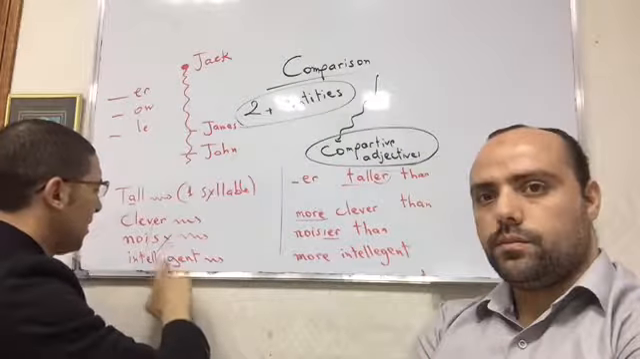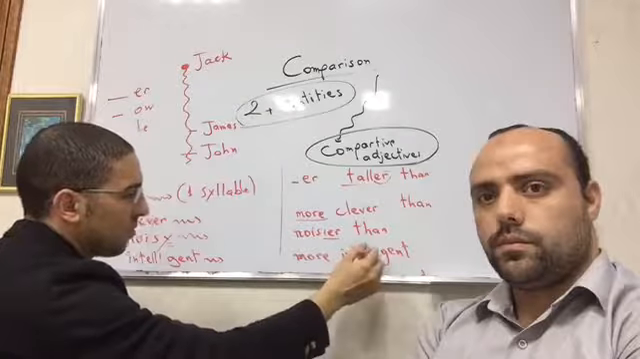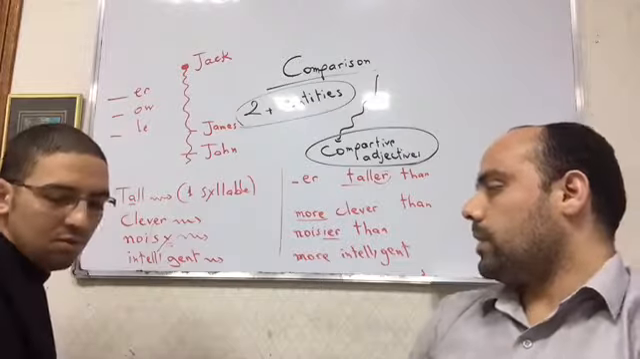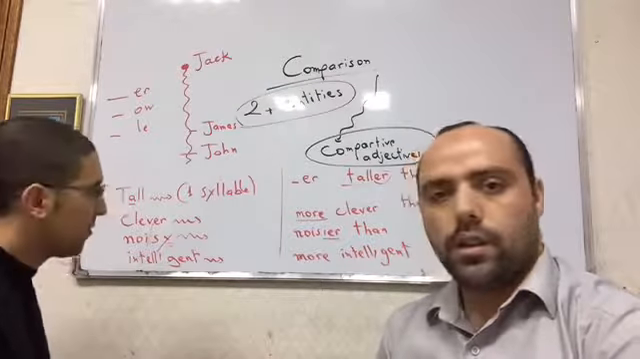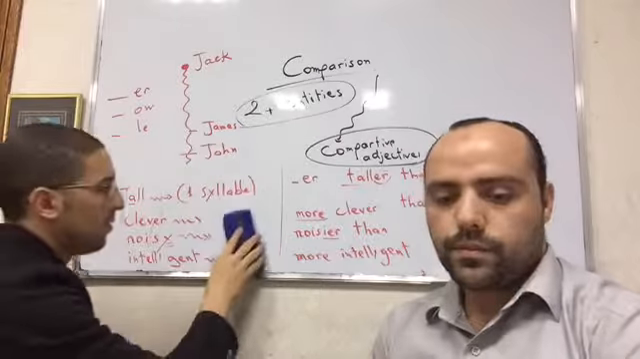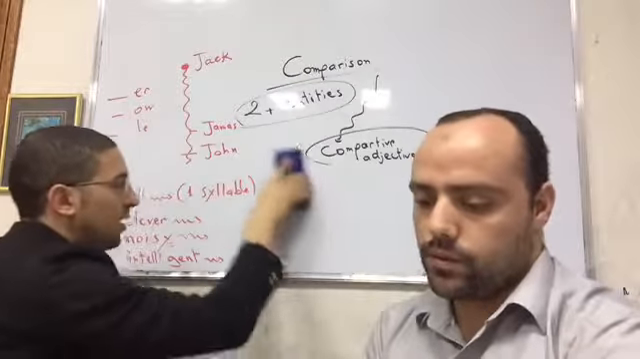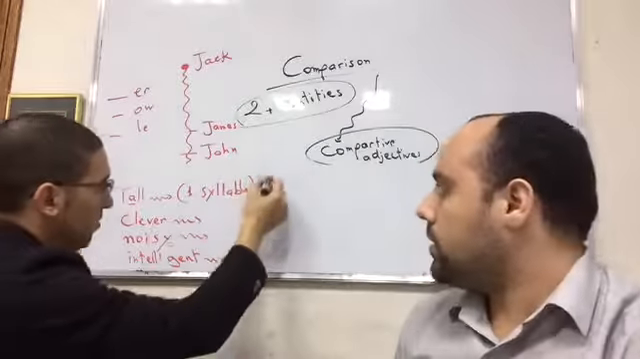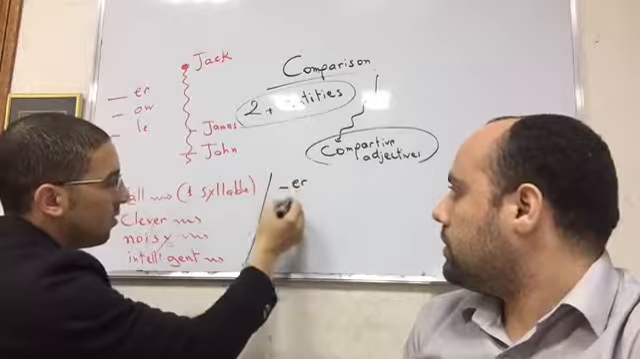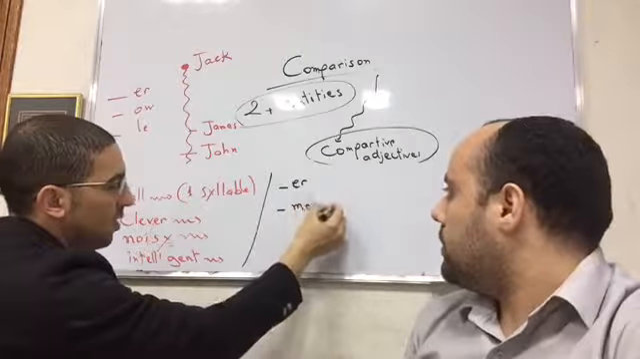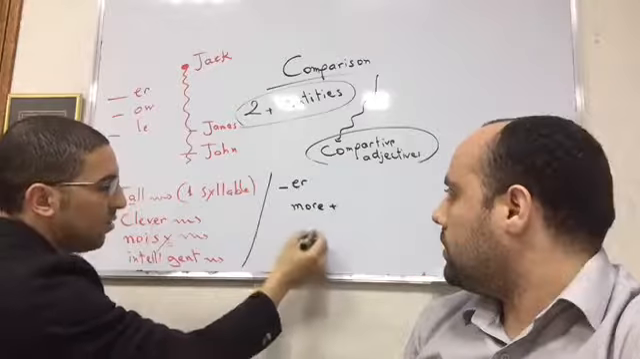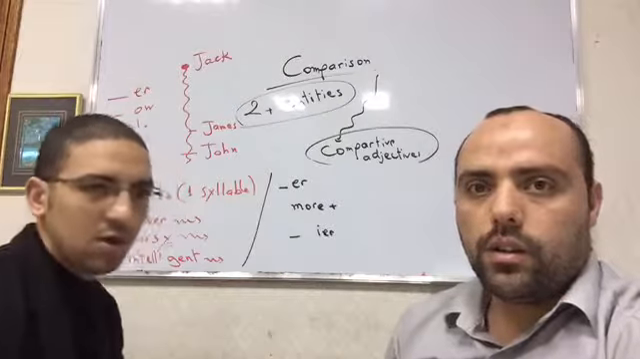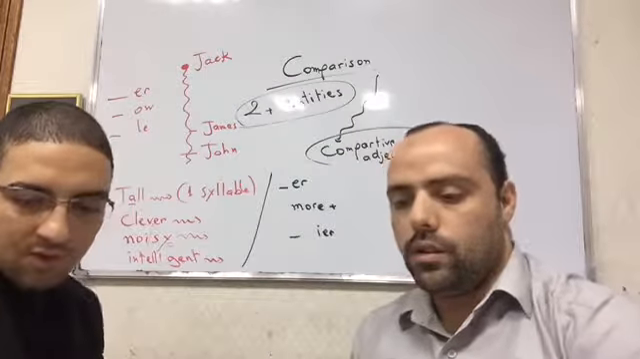I'd like to give them some adjectives. We want them to make examples for us. We want to give you some adjectives, and we'd like you please to say whether we're going to add ER. There are three ways: ER, more plus the adjective, or you add IER.